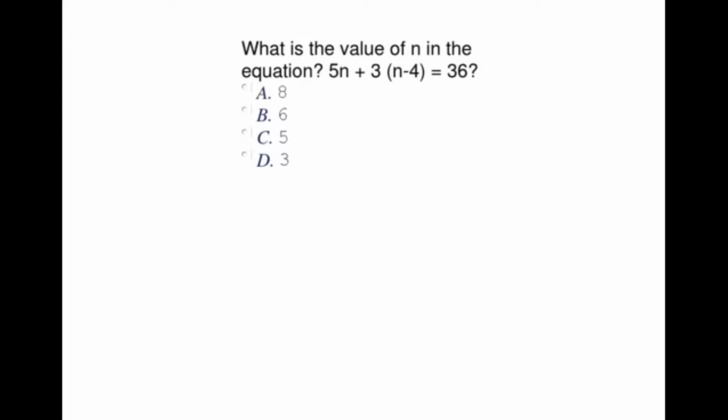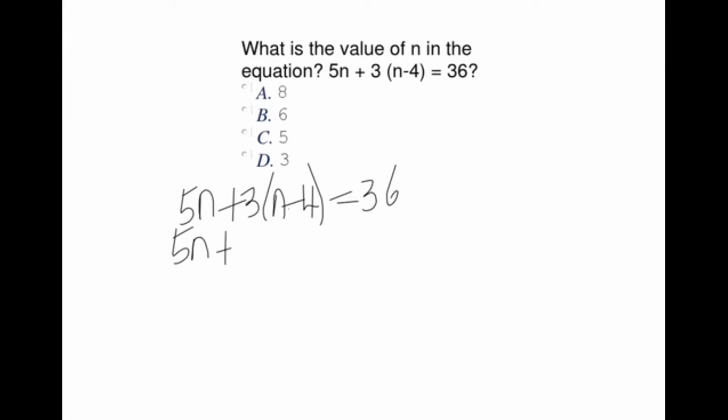What is the value of n in the equation? 5n plus 3 into n minus 4 equals 36. So we have 5n plus, we are going to open the brackets, 3 into n is 3n, minus 3 times 4 is 12, equals 36. Then we are going to collect the like terms. We have 5n plus 3n giving us 8n minus 12 equals 36.